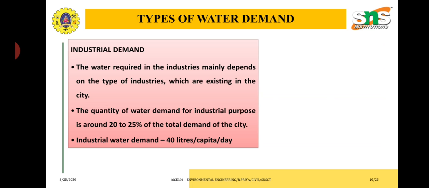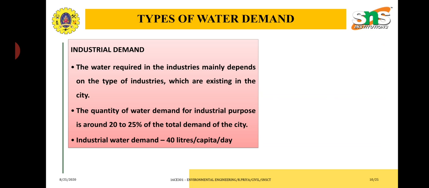The next type of water demand is industrial demand. The water required in industries mainly depends upon the type of industry existing in the city. Based on the type of industry, the consumption of water may become high. As I have already told, if an industry is preparing juice like Slice, Fruity, etc., it may consume a large amount of water. Also, the textile industry will consume a large amount of water. So this will create a demand in the industry.